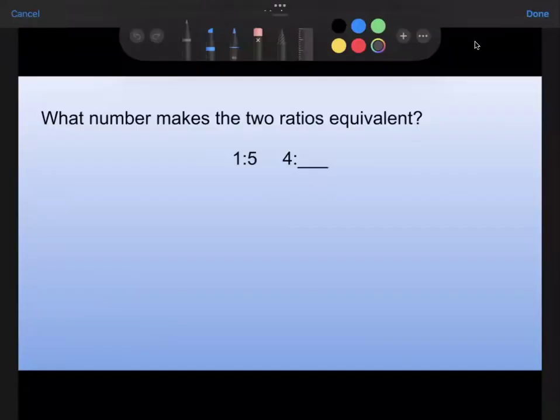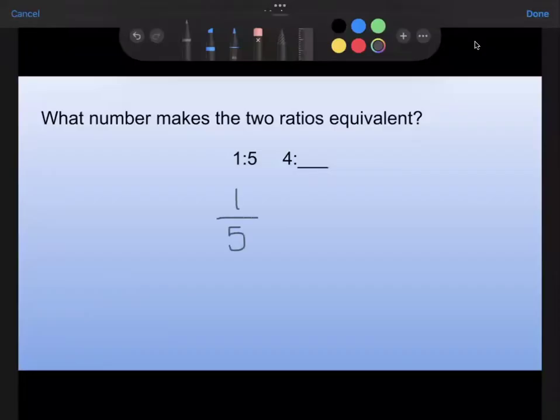Okay, here is our first example. We're going to take a look at these two ratios, and we're going to find the number that fits into the blank to make the two ratios equivalent. So my first step here is probably going to be to rewrite these ratios in their fraction form. That'll make things a little bit easier. So I'm going to rewrite 1 to 5 as 1 to 5.